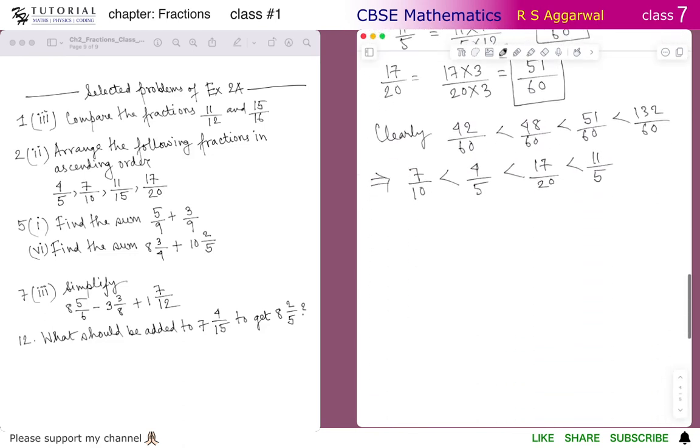Okay. Now question 5.1, find the sum of 5 by 9 plus 3 by 9. So in adding two like fractions, because in this case the fractions are like fractions having the same denominator 9, what we do is we simply add the numerator and keep the denominator same. So this becomes 8 by 9.